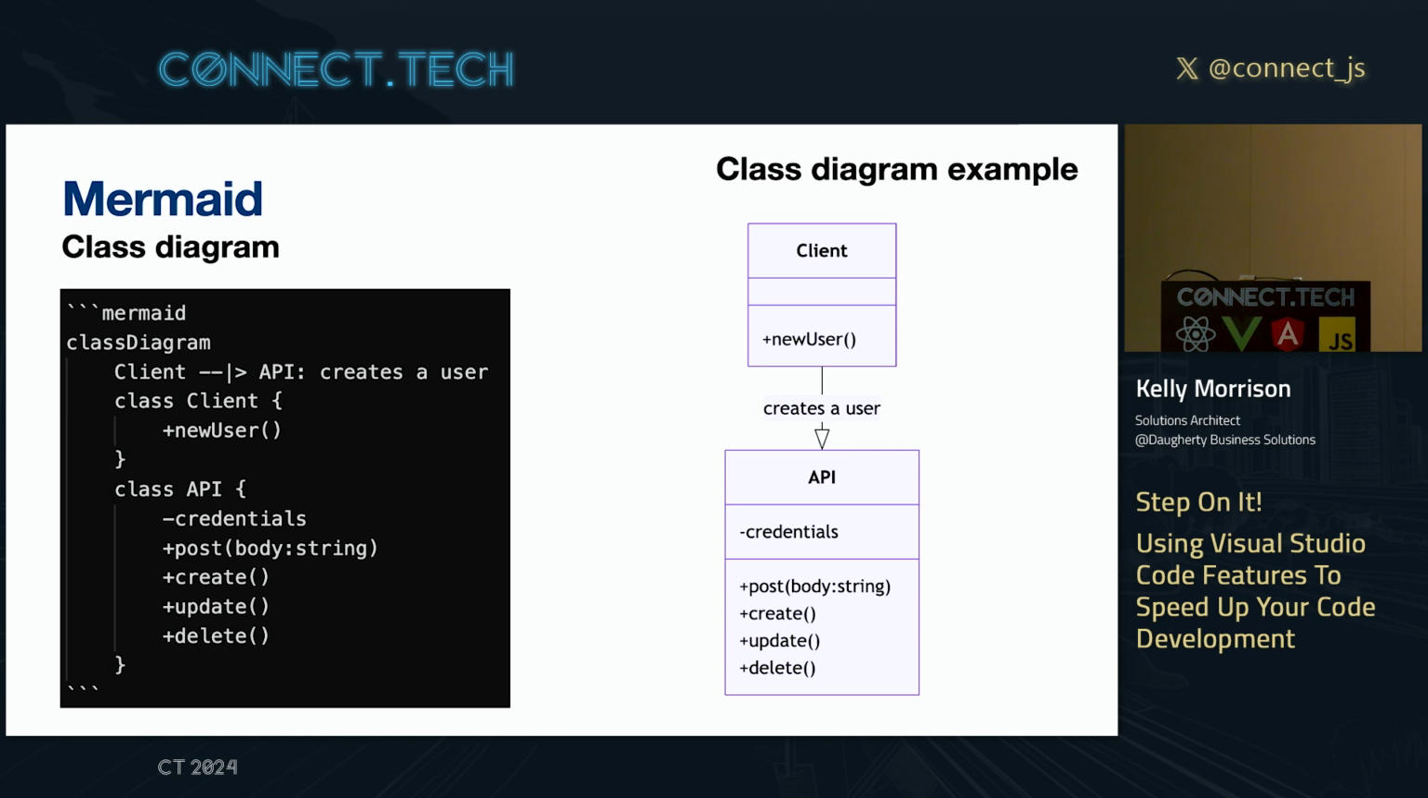The minus means that it's hidden, only accessible to this one. If I had a plus in front of it, that means it's publicly available. Then I've got a couple functions here. These are all publicly available, with the plus in it. I've got a class called client. It's got 1 method on it. And then up here, I'm saying client calls API with the message creates a user. So again, you can see it's pretty easy to do this.